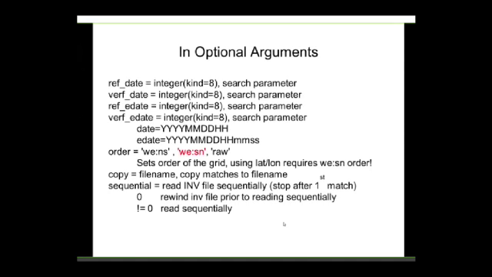And there's another one called sequential. It reads the inventory sequentially. If sequential is zero, it means you start at the top of the inventory and work down. If it's not zero, you read sequentially. Okay, next, out arguments.